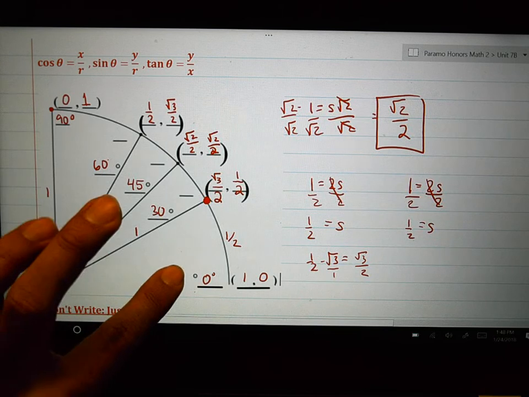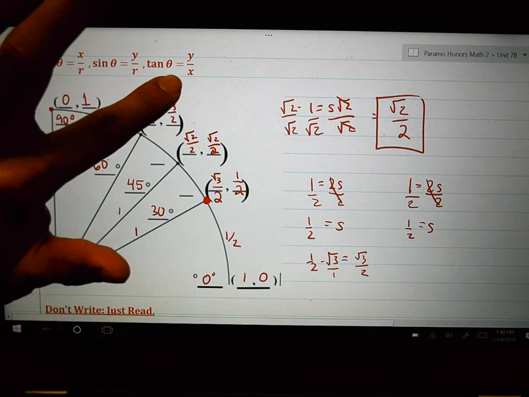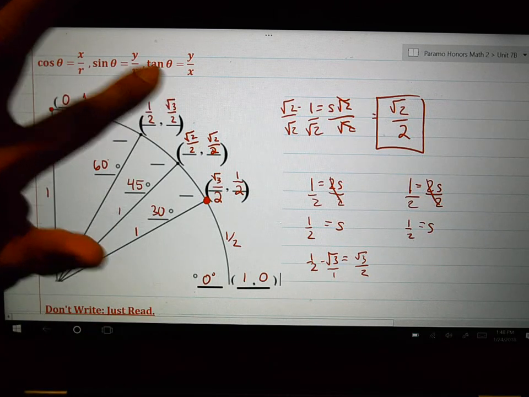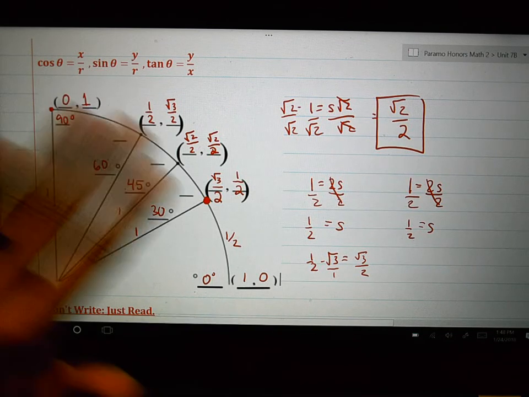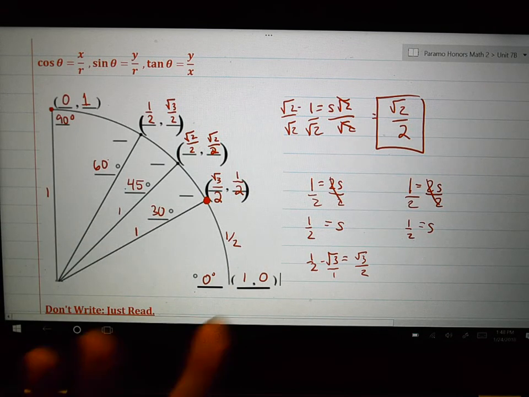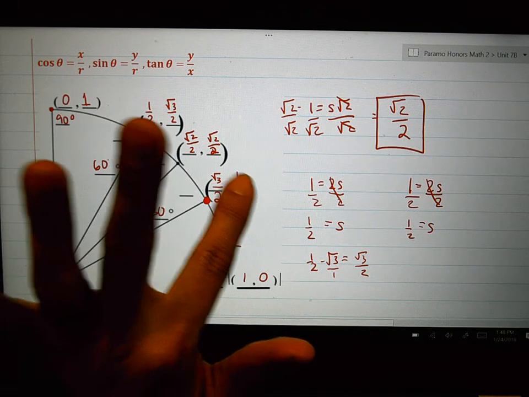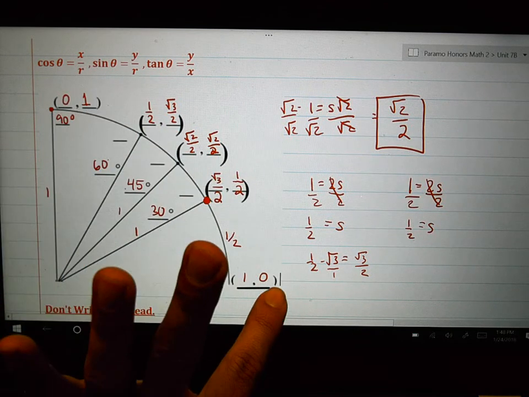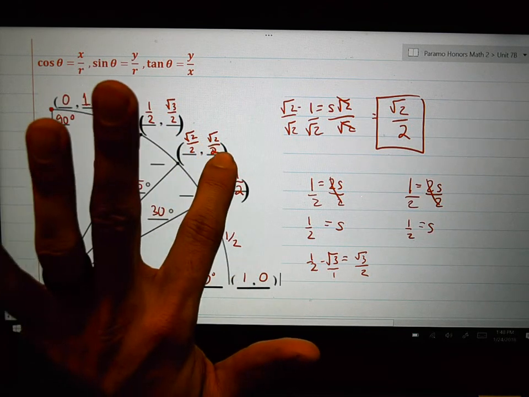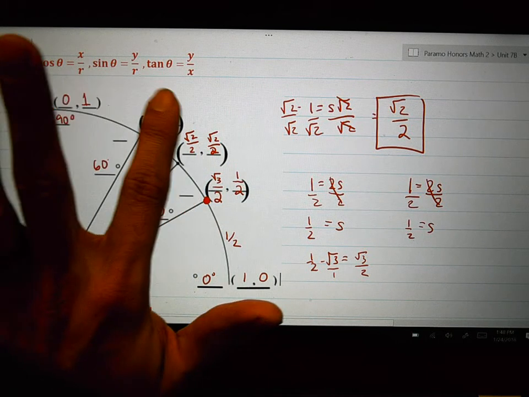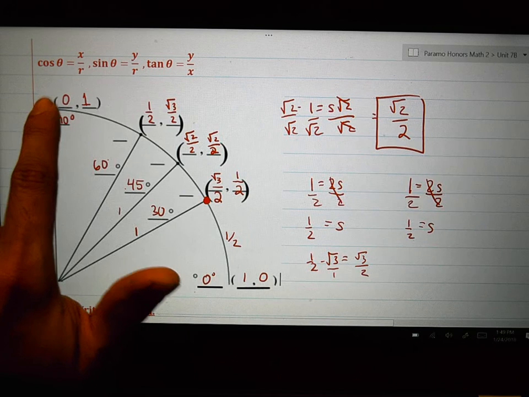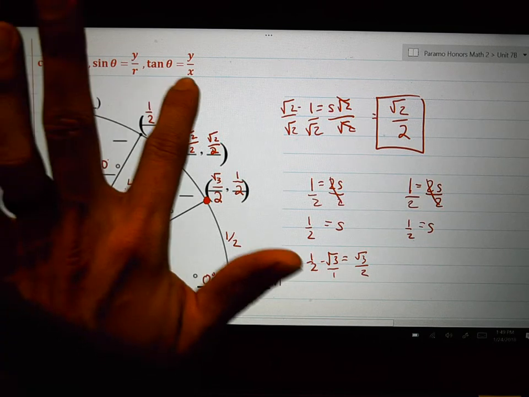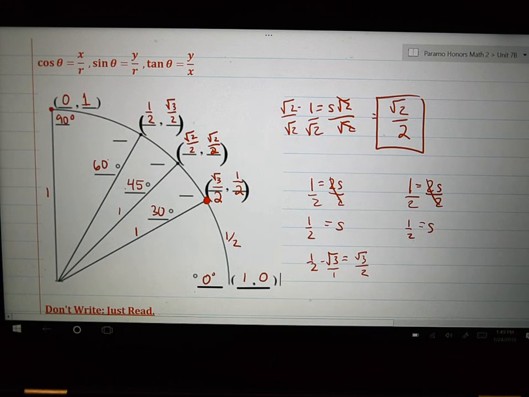And then, because we know that the tangent of theta is the same thing as sine divided by cosine, if I want to know what the tangent is of any of these things, I can do the sine divided by the cosine. The y divided by the x. The x is on bottom, then the y would be on top. That's the tangent. That's the big idea.